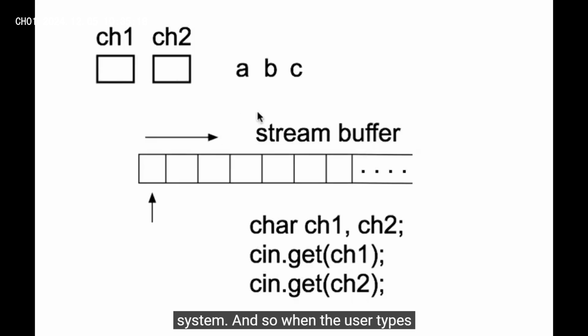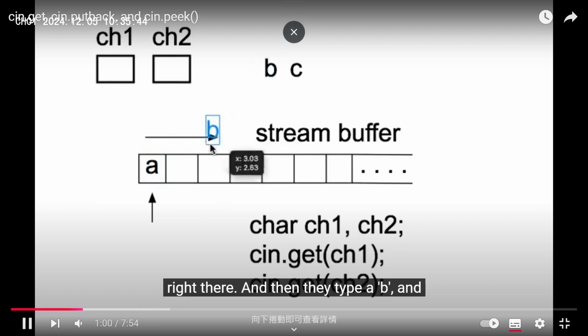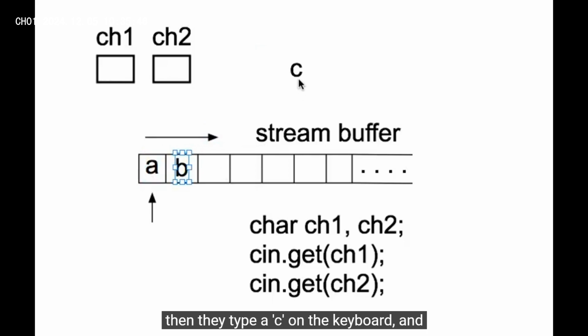And so when the user types letters on the keyboard, the operating system keeps track of which letters are typed using a stream buffer. And you can see that the characters are filled in from left to right in this example. So let's say that the user types A first, so that would be stored right there. And then they type a B. And then they type a C on the keyboard, and then let's say they type return.